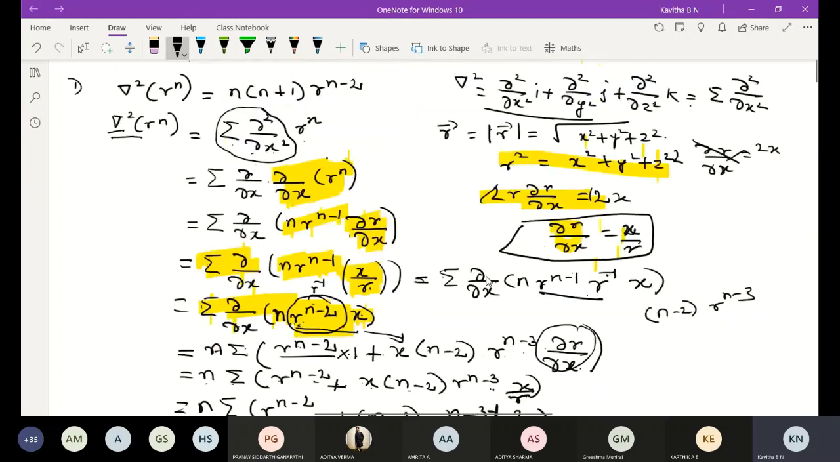Understood? Write down one by one. I will give 2 minutes. Write down. Then I will start solenoidal and irrotational methods.